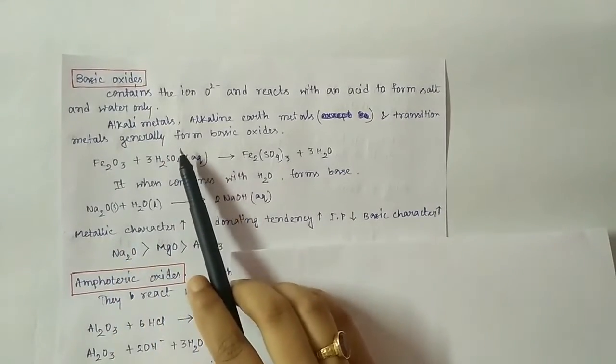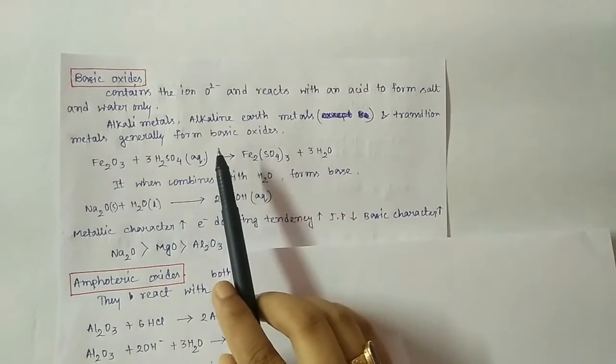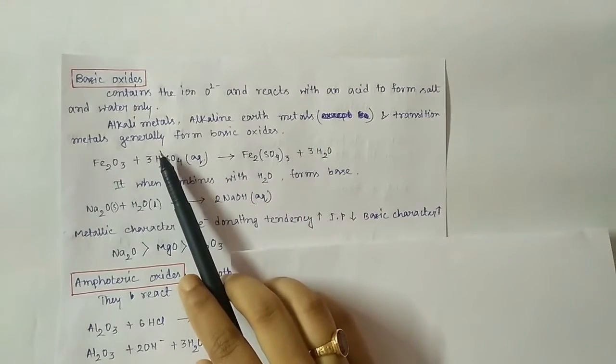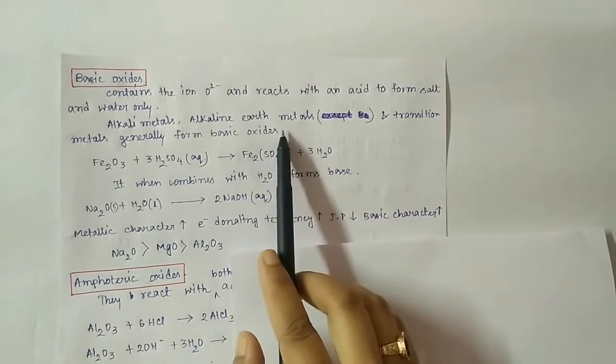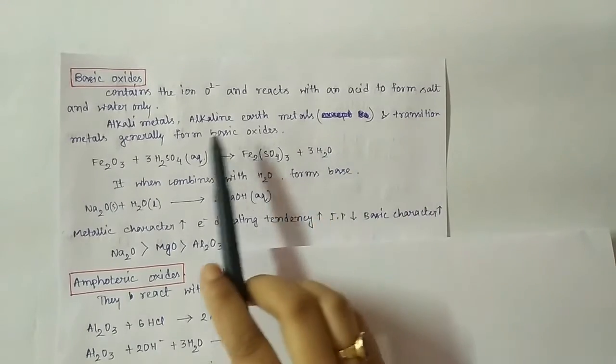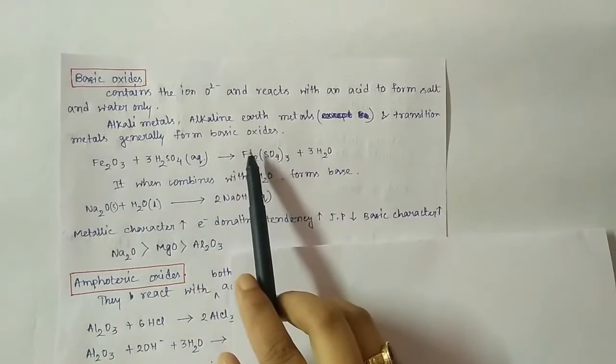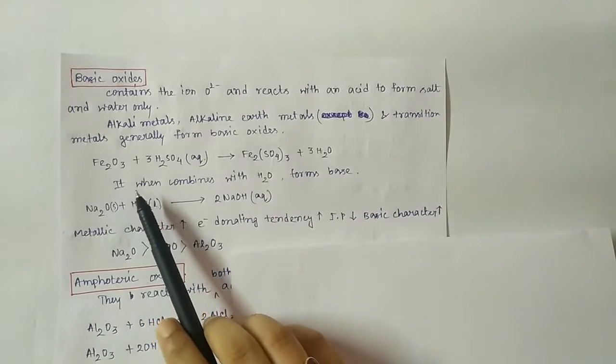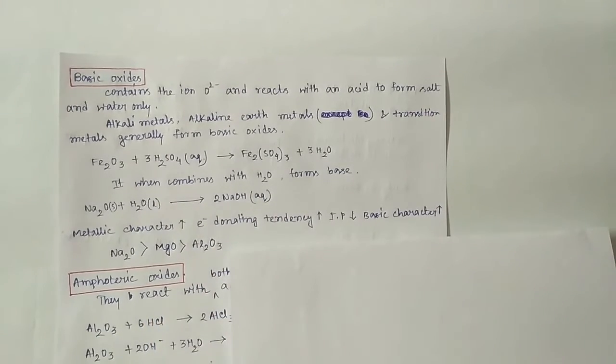Okay, alkali metals, alkaline earth metals. I have told you that alkali metals are from group 1 while alkaline earth metals are from group 2, and transition metals generally form basic oxides. Because their metallic character is high, their electron donating tendency is very high, and basic character, that means the tendency to donate electrons, is high over here. That is why alkali metals, alkaline earth metals, or some transition metals form basic oxides.